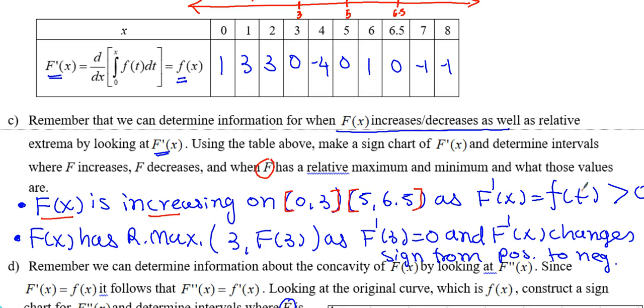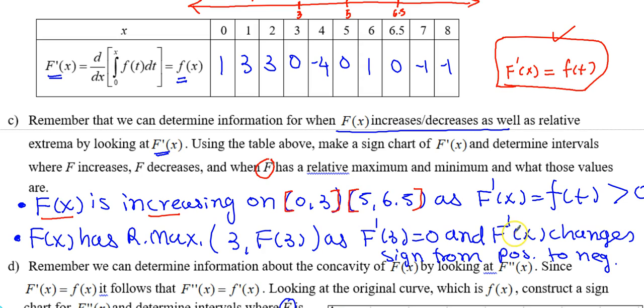If you do not write this here, that's okay, as long as you establish the relationship that F prime of x is the same as f of t. You must establish this relationship somewhere on your paper. Then you can use any one of these. So where is the relative maximum? Uppercase F of x has a relative maximum at 3, F of 3. You must have these critical values listed: F prime of 3 equals 0.